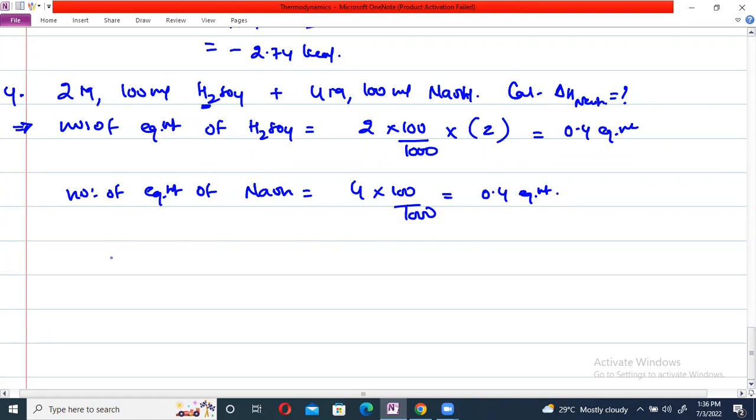Among these two, both are the same, so we can say delta H of neutralization is minus 13.7 into 0.4 equivalent kilocalorie, right? Because both have the same value, the answer I am getting here is minus 5.48 kilocalorie. So whatever value they give here, first try to convert into the number of equivalents and multiply with this one. We are able to get the heat of neutralization.